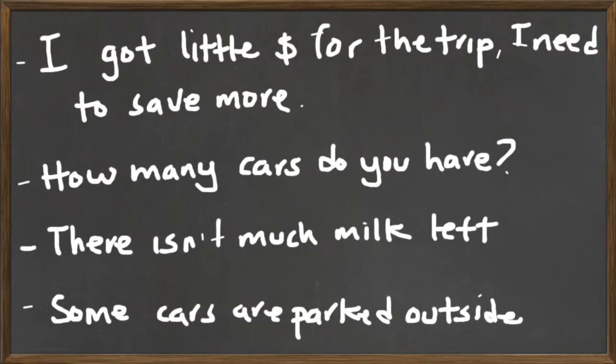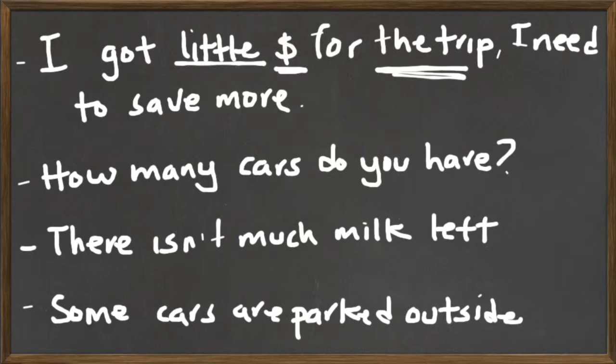Now, we have some examples here. Number one, I got little money for the trip. I need to save more. So once more, when we use little for uncountable nouns, little money is uncountable. Here I'm stating that I don't have sufficient money for this purpose, the trip. So I need to save more. I need to get more money before I can go on that trip.